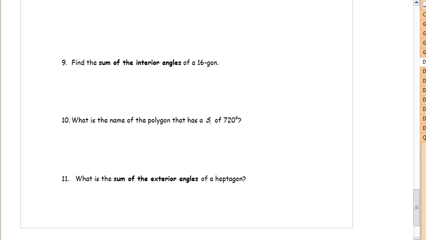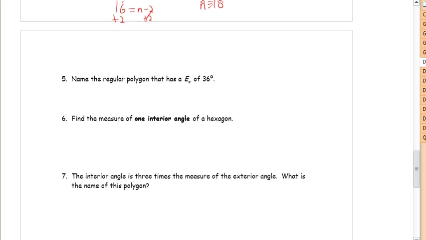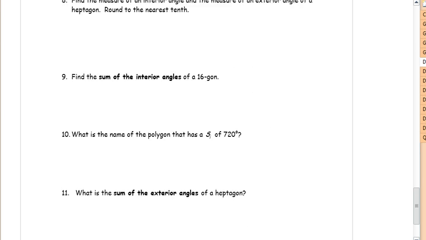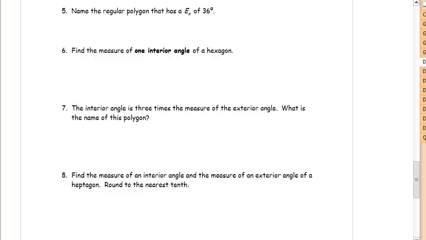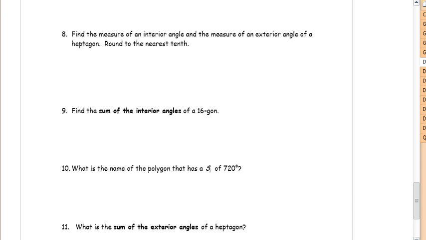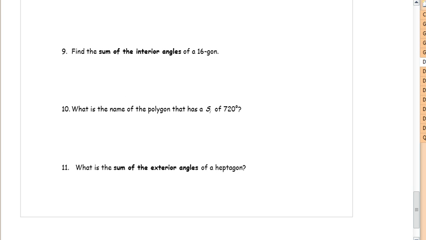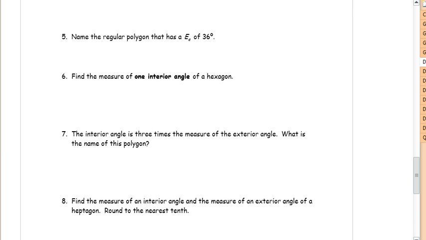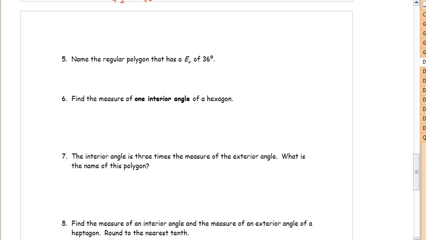There are, let's see, 11 problems left. So we have 5, 6, 7, 8, 9, 10, 11. I'd like you guys to try 3 of them. Pick which ones you want to do. You can pick any 3. You can do them all if you want.